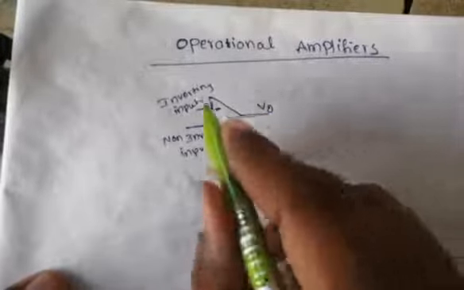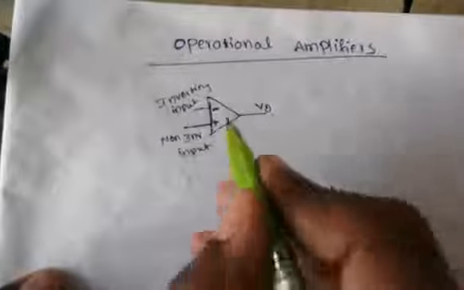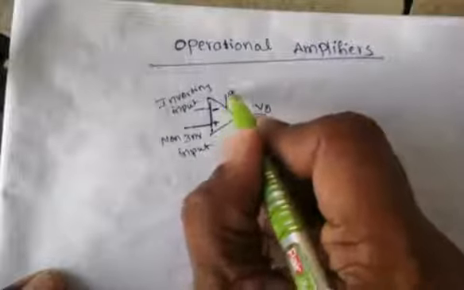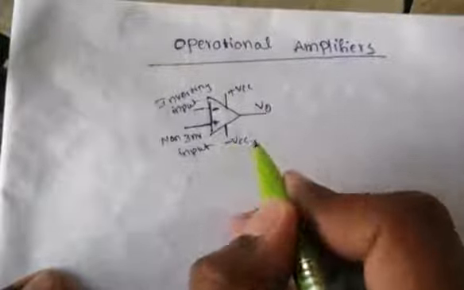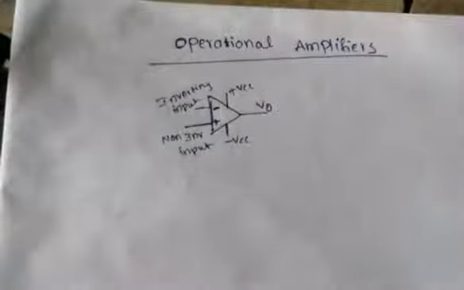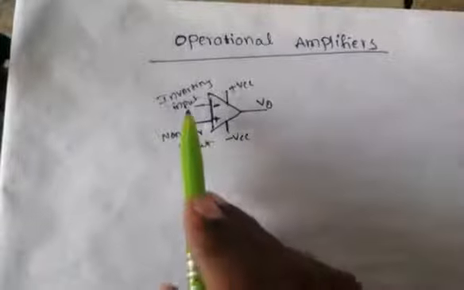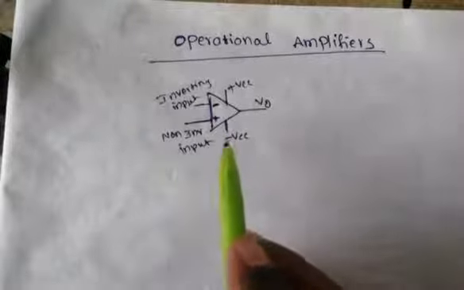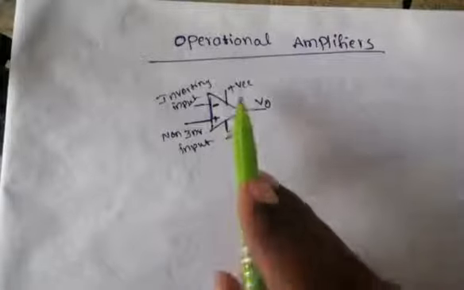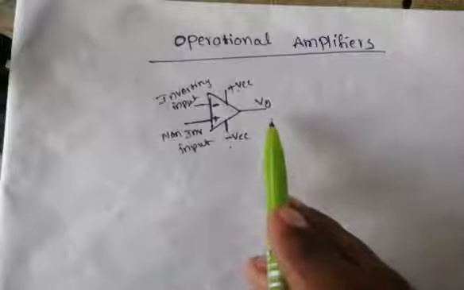And this operational amplifier has two different supplies. One is a positive supply, plus VCC, and the other is a negative supply, minus VCC. So in this operational amplifier, a total of 5 terminals are most important: the inverting input terminal, the non-inverting input terminal, minus VCC and plus VCC, which are the two power supplies, and the output voltage V0.